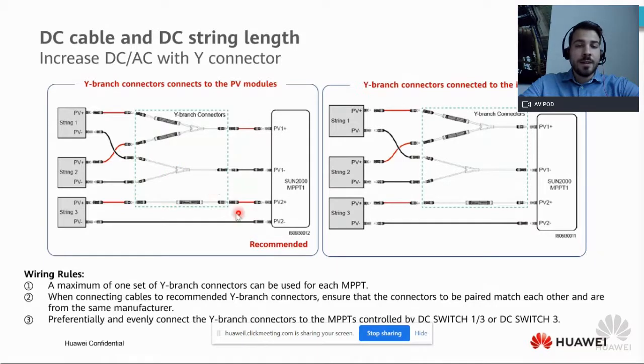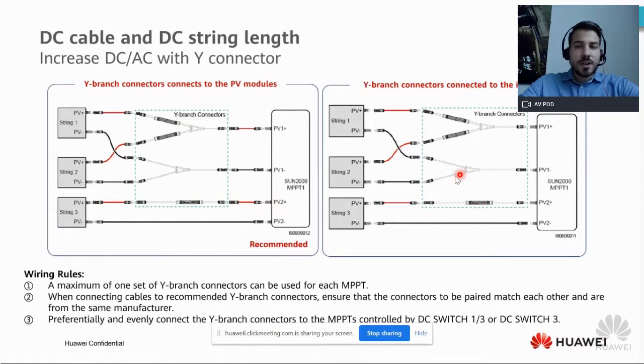And the third string, which will be connected to the second input, will also have a fuse because it is connected to the same MPPT. So it must include a fuse on the positive side. But on the DC side, on the negative side, there's no problem. So you don't have to connect any fuse. It's just a direct connection.